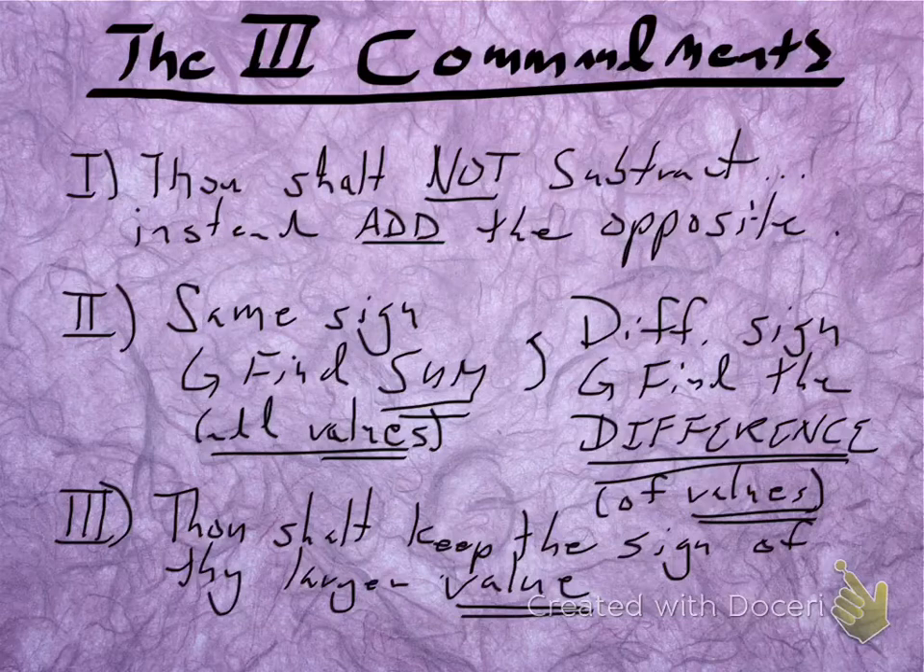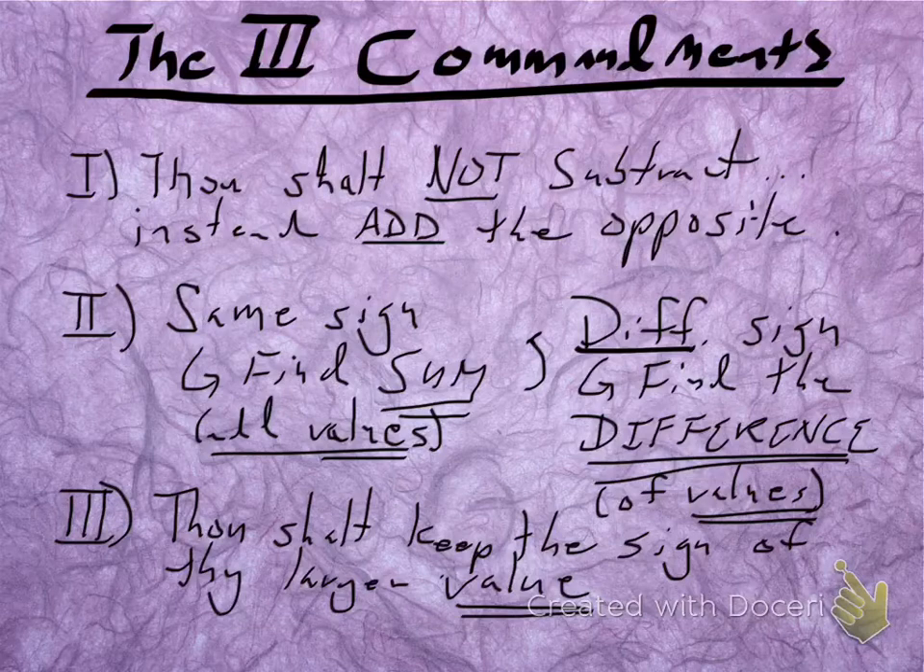So if the two things have different signs, that's what this diff stands for, find the difference of the values. And then the third commandment really applies more to the second example where we have a difference, and it says, thou shalt keep the sign of the larger value. Meaning that if you have one positive and one negative, you're going to find the difference, and the one that's going to win the tug of war is the one with the bigger value. Obviously, if both numbers that we're adding together are both negative, you're going to get a negative answer.